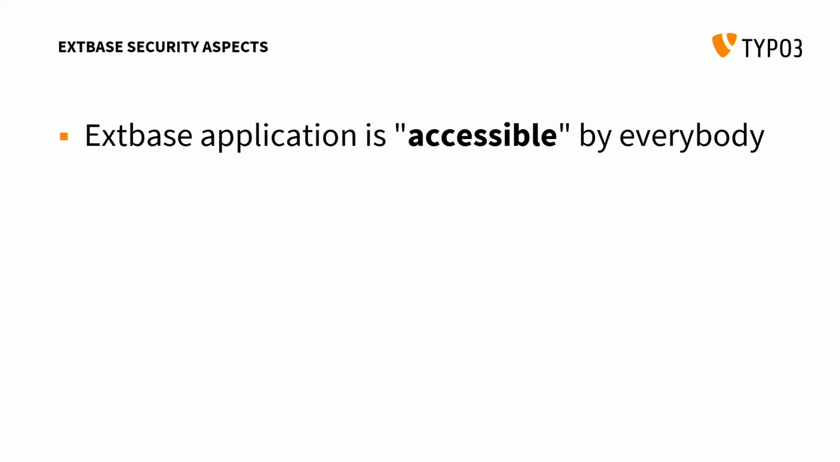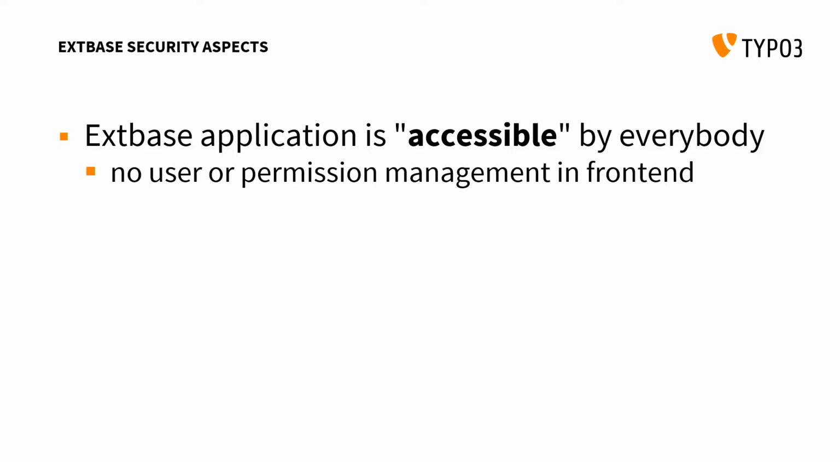Security aspects in Extbase. Basically, Extbase does not have a security layer as you know it from the backend. So you cannot configure that this role or this user group has access to a particular combination of a controller and action. You have to take care of that on your own. And some of the Extbase applications that are available on GitHub do that in a way. We will come to that later. However, it really is required that your application takes care of that.